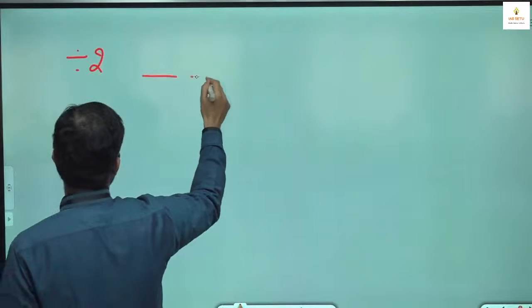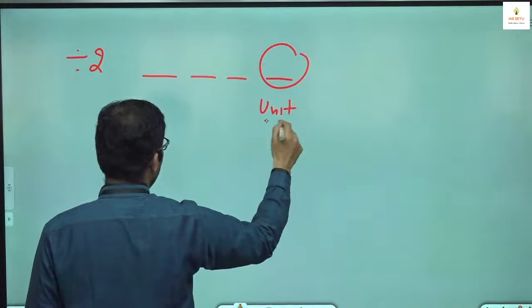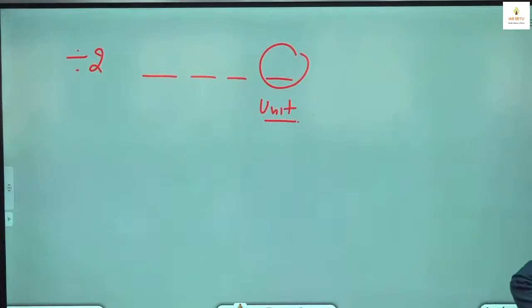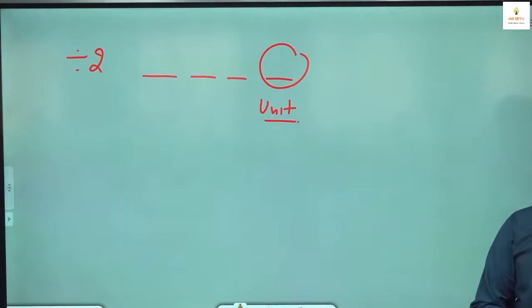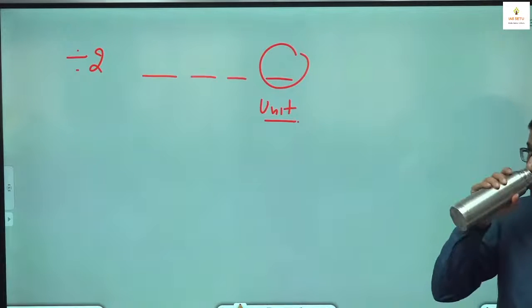If the last digit is divisible by 2, it means the complete number is divisible by 2.